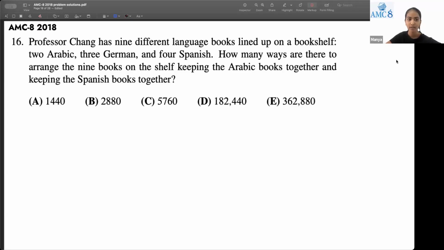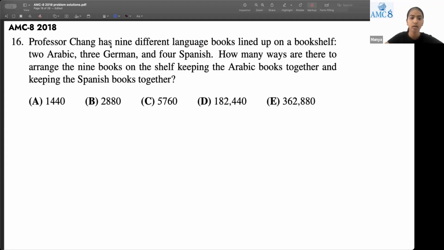So our break is over and we can continue with problem number 16. Problem number 16 says Professor Chang has 9 different language books lined up on a bookshelf: 2 Arabic, 2 German, and 4 Spanish. How many ways are there to arrange the 9 books on the shelf, keeping the Arabic books together and keeping the Spanish books together?